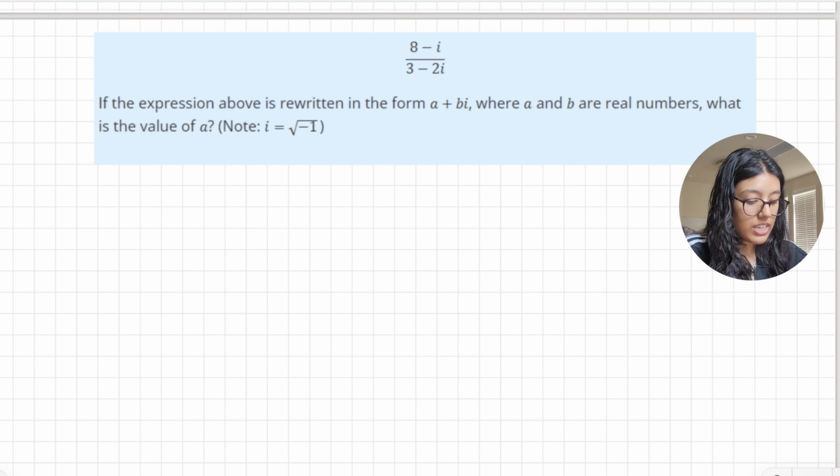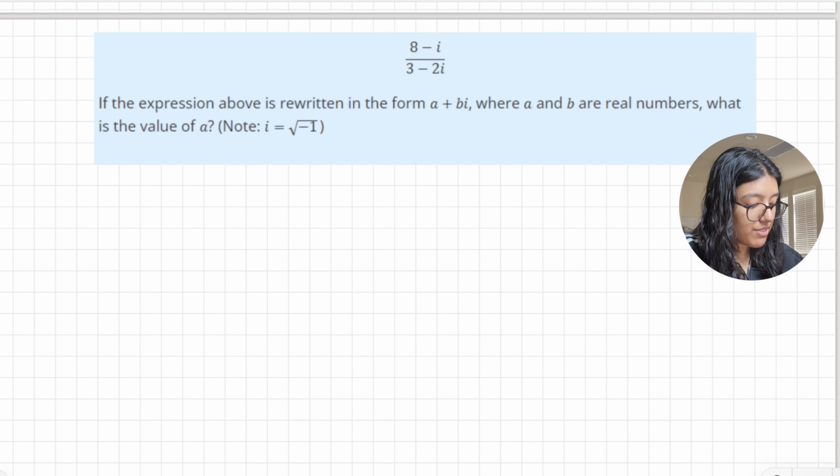Alright, so now for the next problem, we are given an expression 8 minus i over 3 minus 2i. If the expression above is written in the form of a plus bi, where a and b are real numbers, what is the value of a? And they gave us a little note. i is equal to the root of minus 1, aka that imaginary number we've learned about. So once again, feel free to give this problem a go, but for right now, I'm just going to go over the solution.